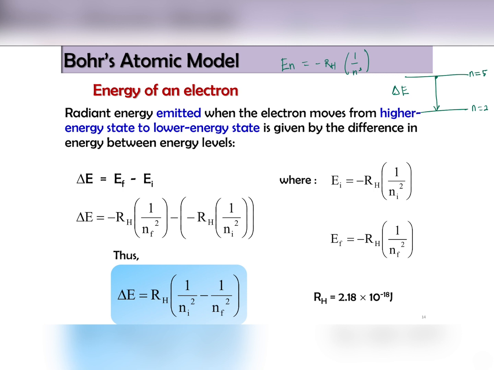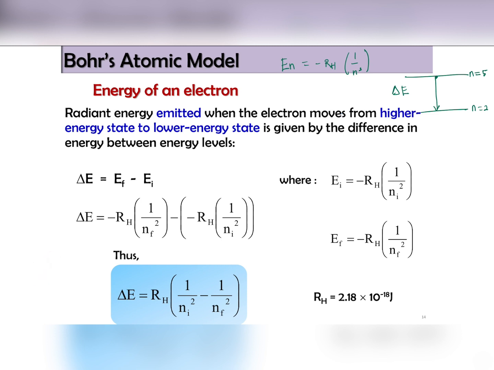If you use this basic formula yang daripada the first formula yang kamu belajar before this, En equals to negative RH 1 over n squared. Okay, so kamu cari setiap level, tolak, and then dapat jawapan. Okay, so itu dia punya formula here. Okay, but you can rearrange.